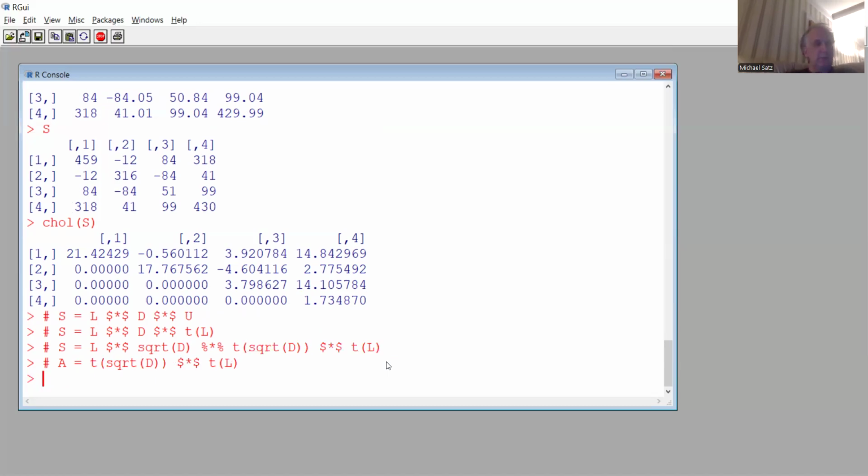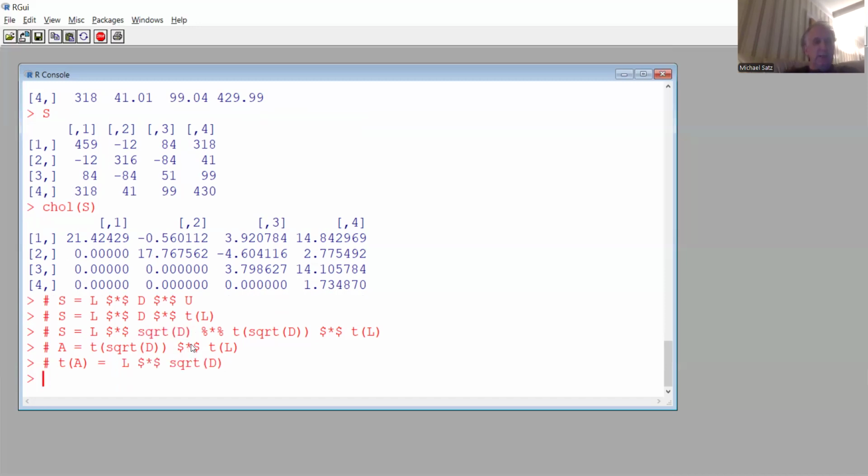Okay, A is equal to that. And then A transpose should be equal to this, because the order changes and then I take the transpose of each. And so I get that. So now I have S equals A transpose times A, where A is equal to this.